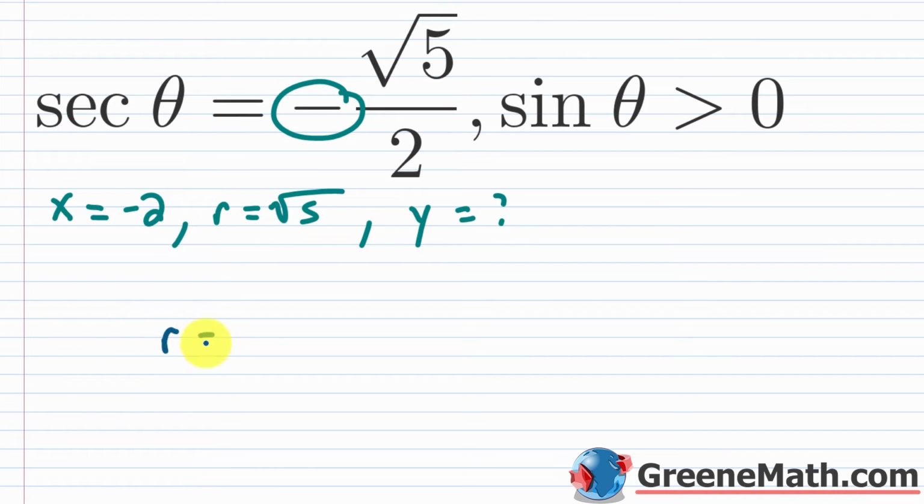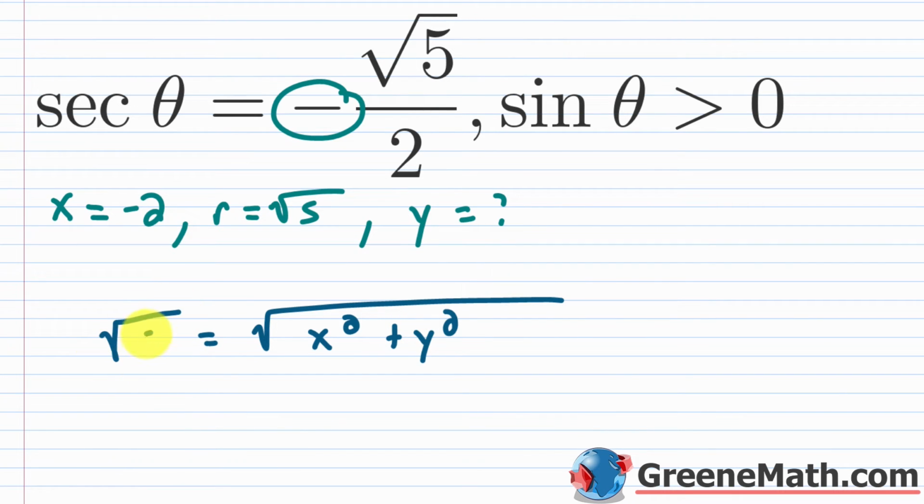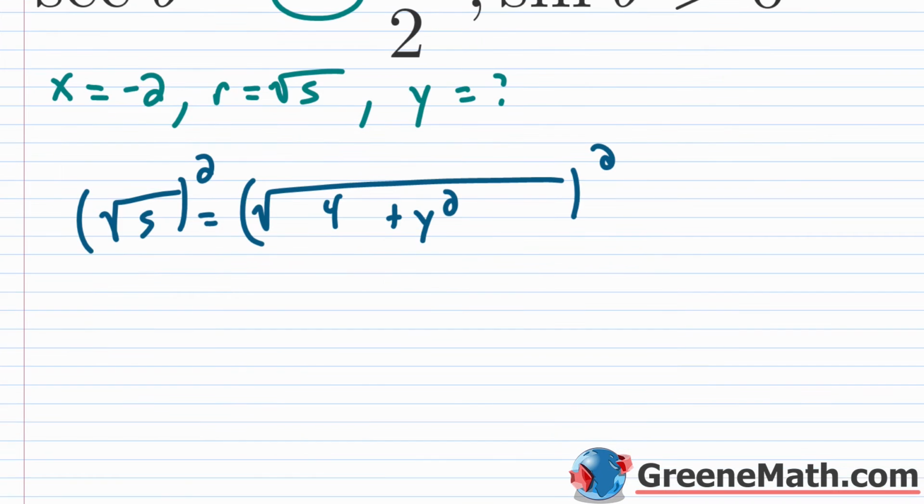So we know that r is equal to the square root of x squared plus y squared. And r here is the square root of 5. Well, we know x is -2. So -2 squared would be +4. So what we could do here is just square both sides of this equation. And this would give me the square root of 5 squared is going to be 5. And this equals the square root of 4 plus y squared is going to give me 4 plus y squared. So I would just subtract 4 away from each side, cancel this away. And so we're going to have y squared is equal to 1.